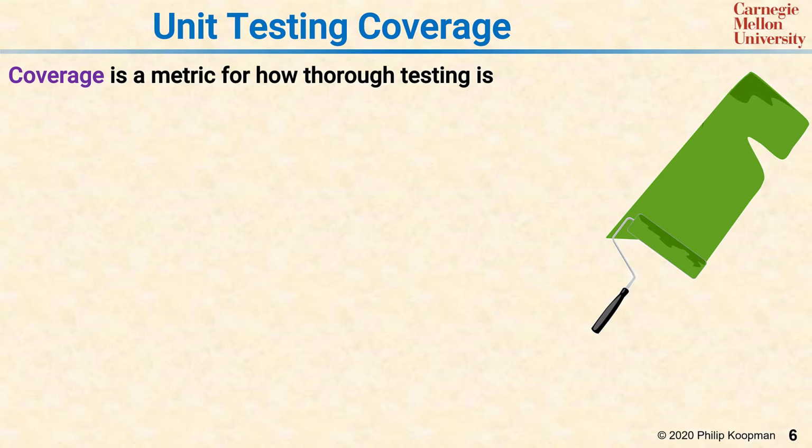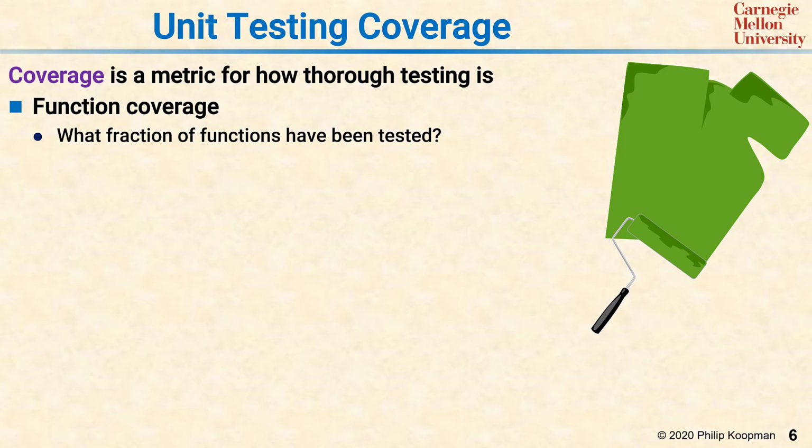The simplest, coarsest metric for unit testing is function coverage. How many functions in your system did you test at all? If you never even tried to test half the functions, well, that's probably not very thorough testing, is it?